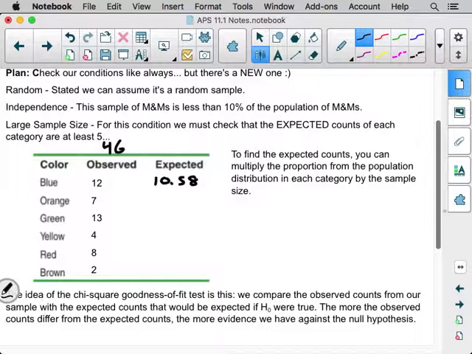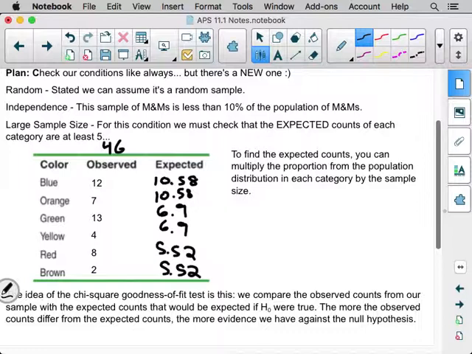I think, was orange the same? Yeah, orange was also, yep. So same value here, 46 times 0.23. Green and yellow, it says 15%. So we're going to take 46 times 0.15. We would expect 6.9 of these to be green and yellow. And then finally, was it 12%? Yeah, then 12%, so 46 times 0.12, we'd expect 12% of each of these to be red and brown, respectively.